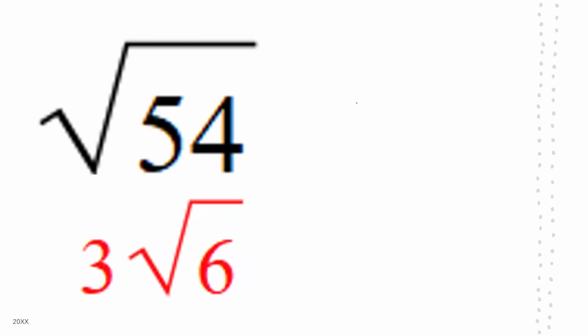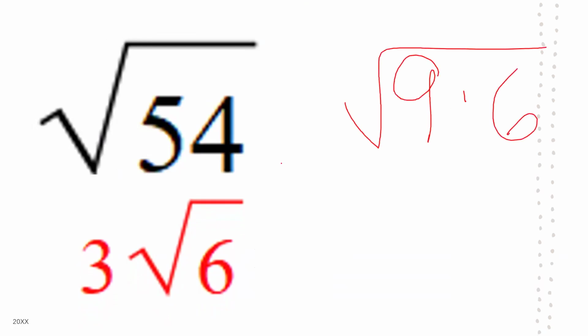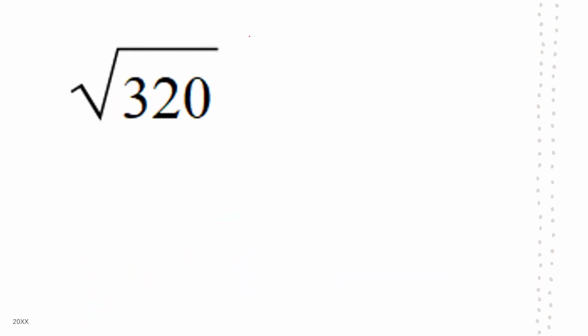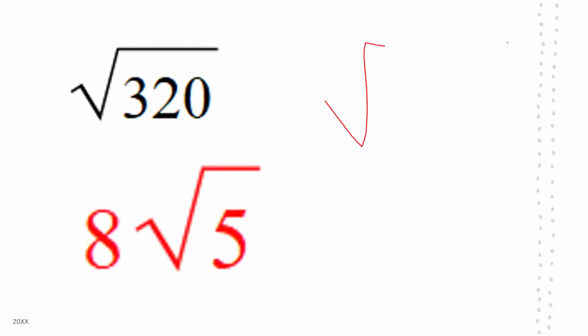Now it's your turn to try. Here we go. Pause the video, try this example. In 3, 2, 1. You end up getting 3 square roots of 6 because it's 9 times 6. Next, 320. Pause the video, try this example. So this ended up being 64 times 5. So 8 square roots of 5.